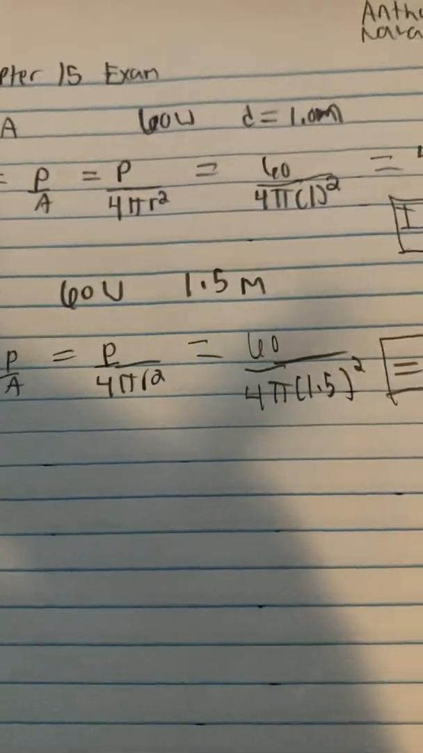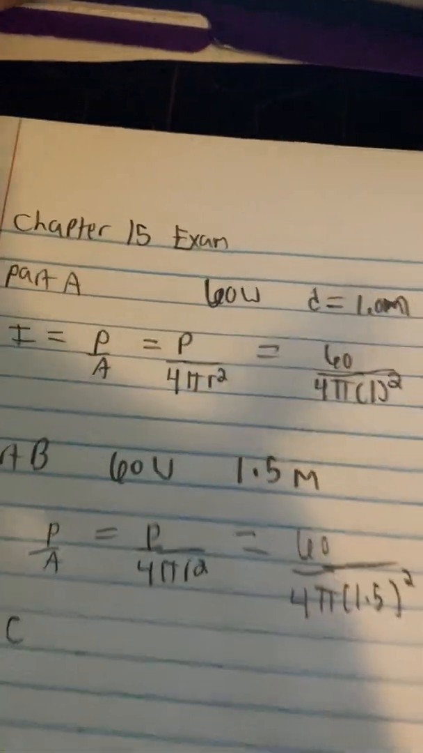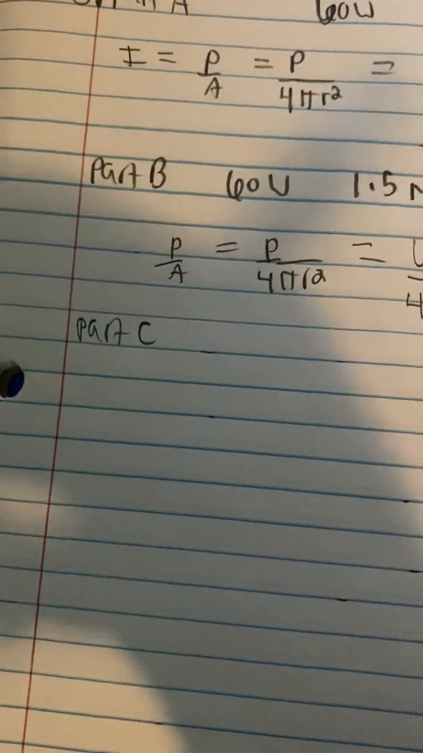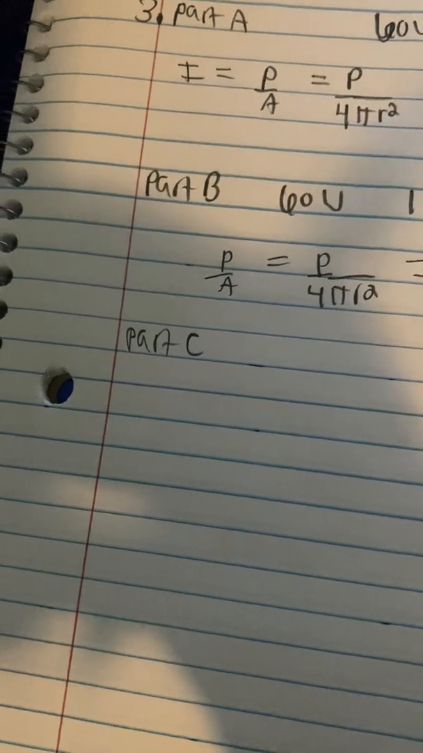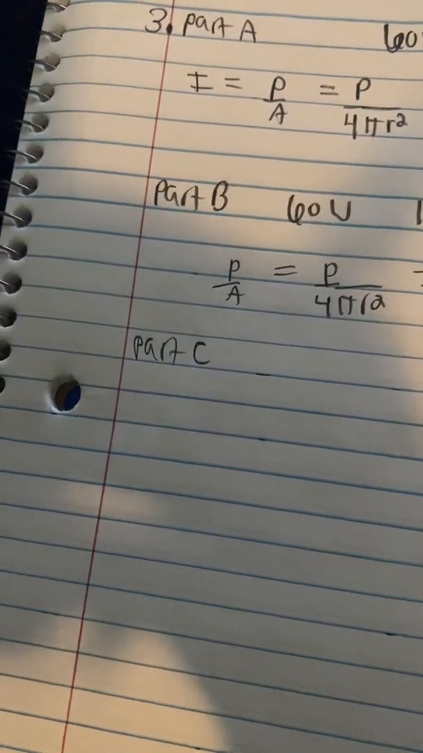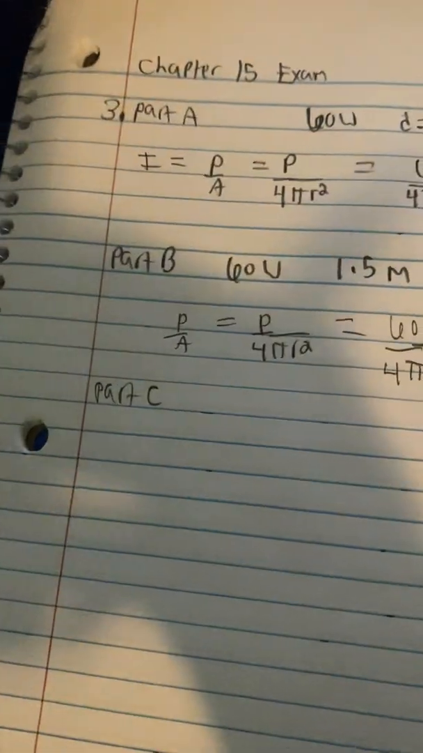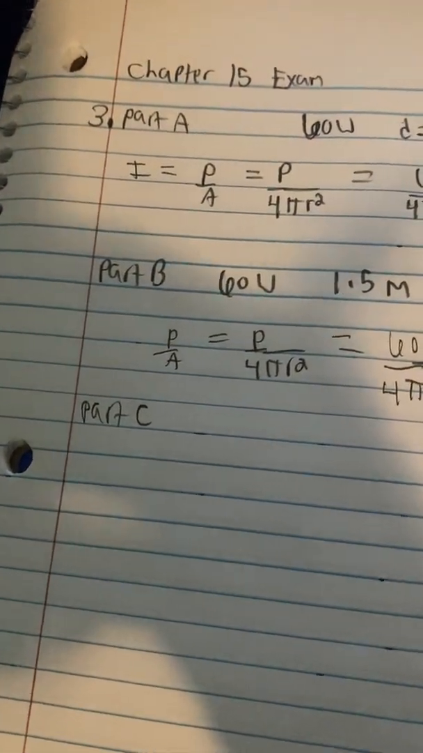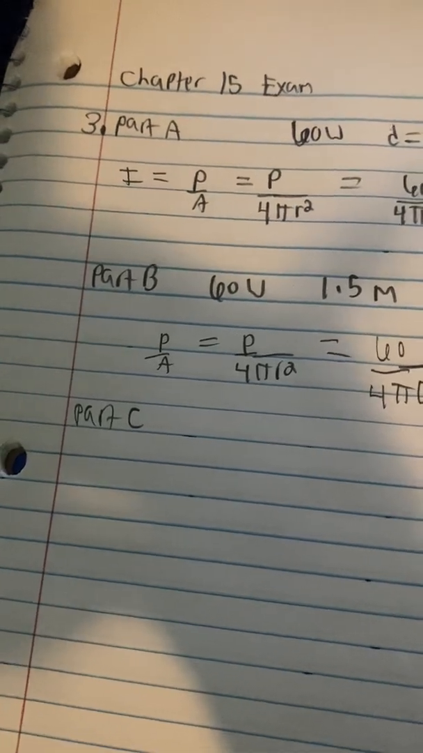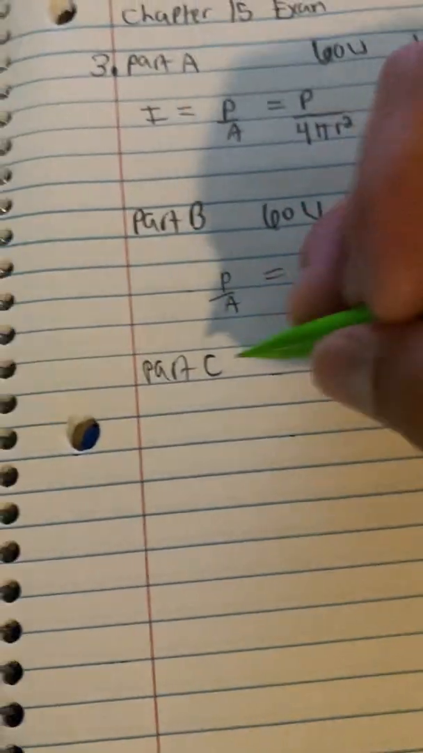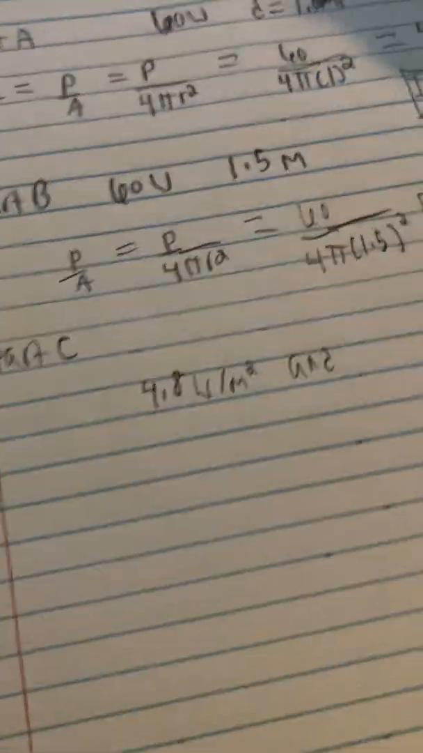Part C asks, find the intensity I of the sound waves produced by four 60-watt speakers as heard by the driver. Assume that the driver is located 1 meter from each of the two front speakers and 1.5 meters from each of the two rear speakers. So basically, we already have the results for two speakers each: 4.8 watts per meter squared and 2.1 watts per meter squared.